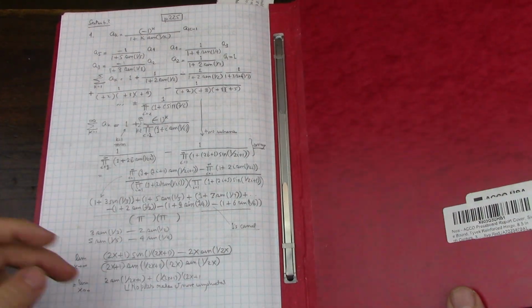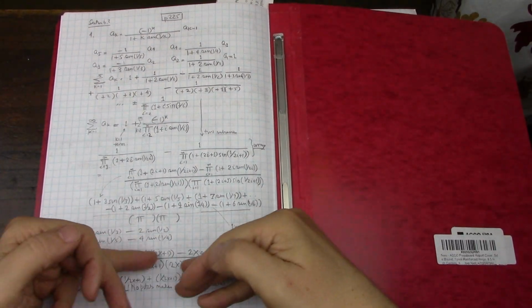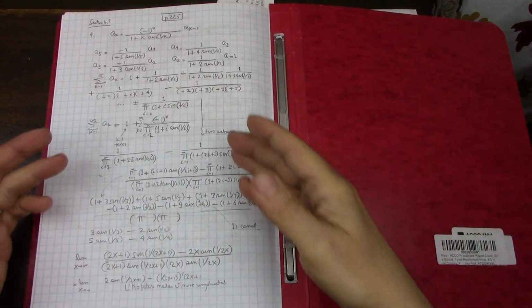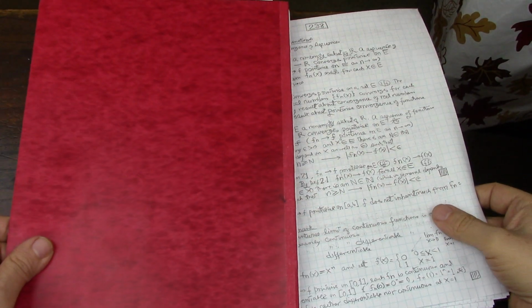For example, in this problem, I know that it converges. I know that the terms have to cancel somehow, and the number does not grow infinite. I know that, but I need to show it. So that's where the trick comes in.